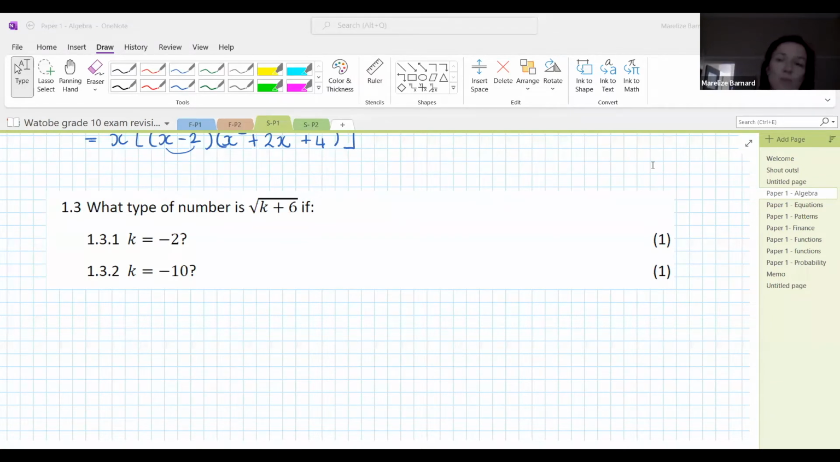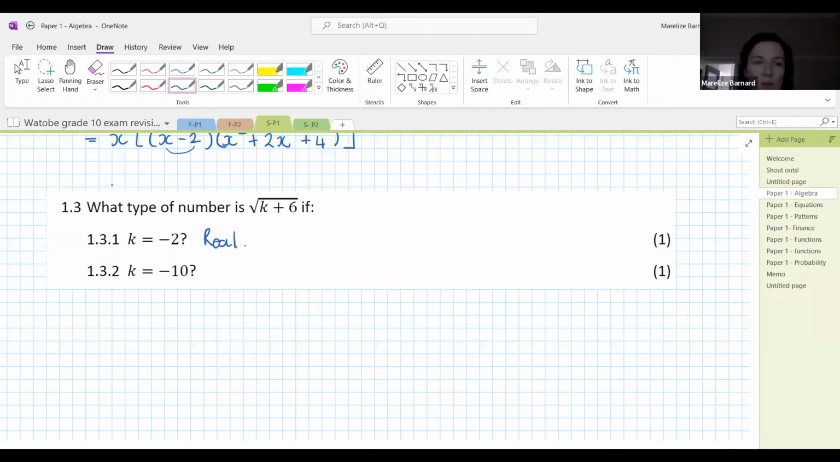Yes, you might get 2, but you need to say what type of number you get, meaning is it real, is it rational, is it irrational, is it an integer, etc. Yes, that's right. We get a 2, which is a real number.